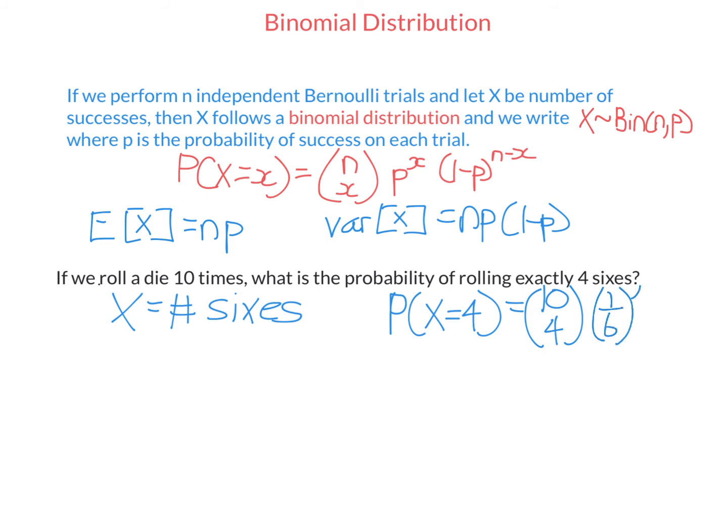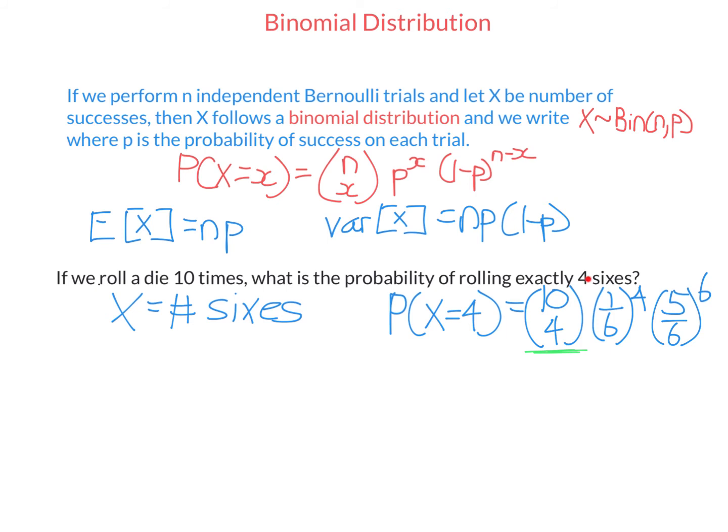So probability, and the power is the number of successes. But if I get 4 6s, that means I got 6 numbers that are not 6s. So the probability in each trial that I don't get a 6 is 5/6. And I put a 6 there because I want 4 6s and 6 not 6s. So why do I have this number here at the front? Well, that's because there are heaps of different ways that you could get 4 6s.